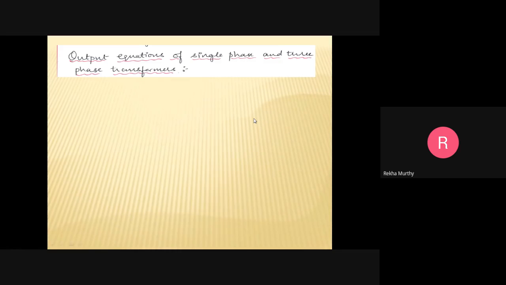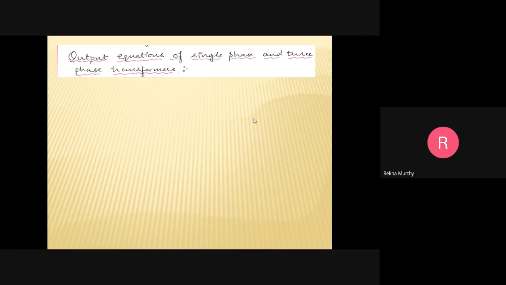Take down the heading: output equation of single phase and three phase transformers. Take down the heading. Done.